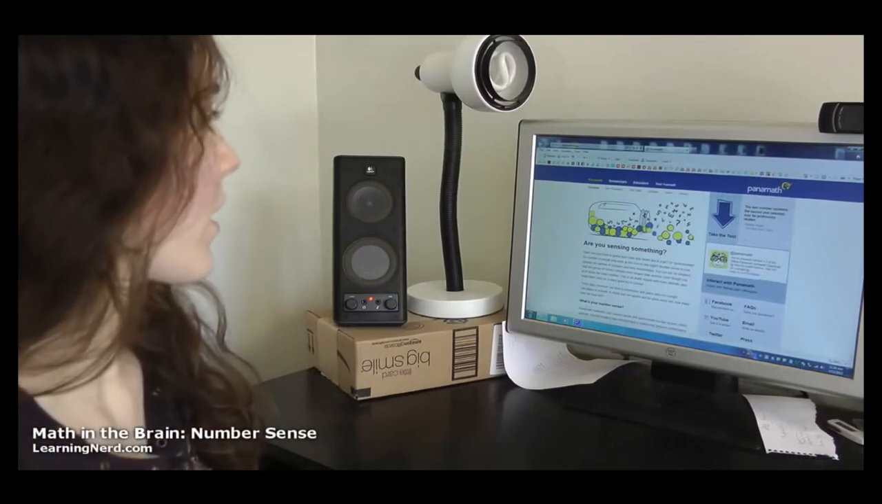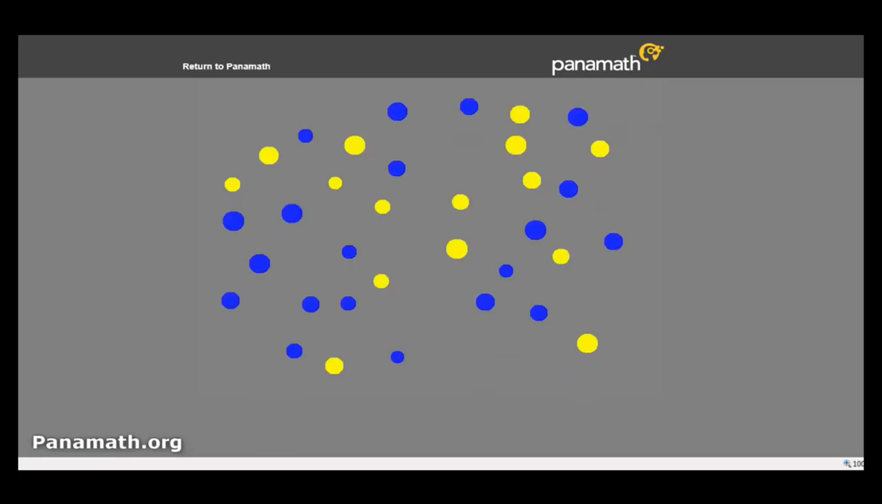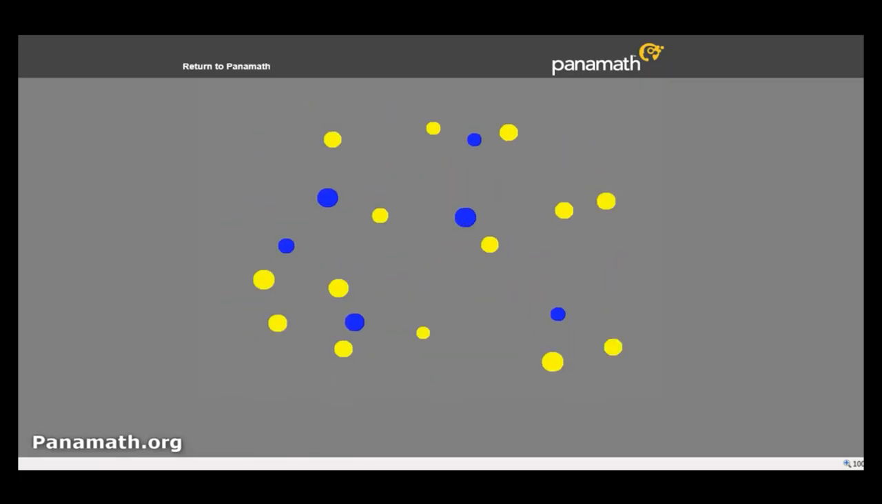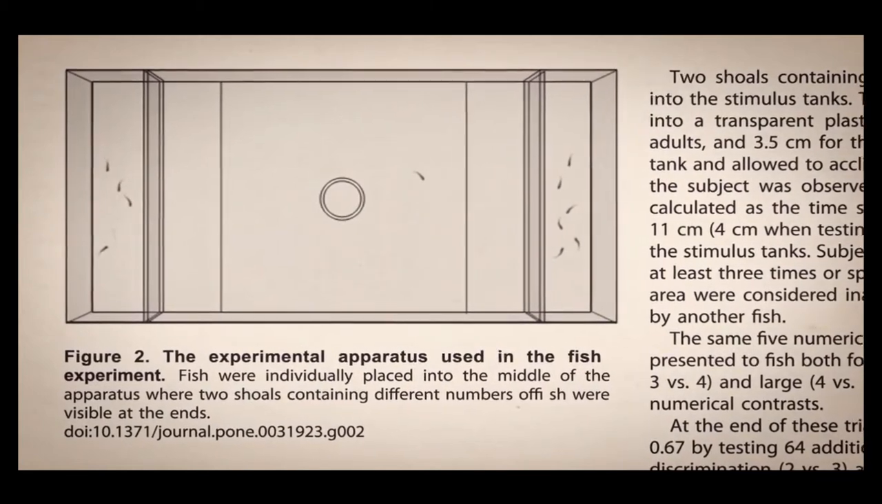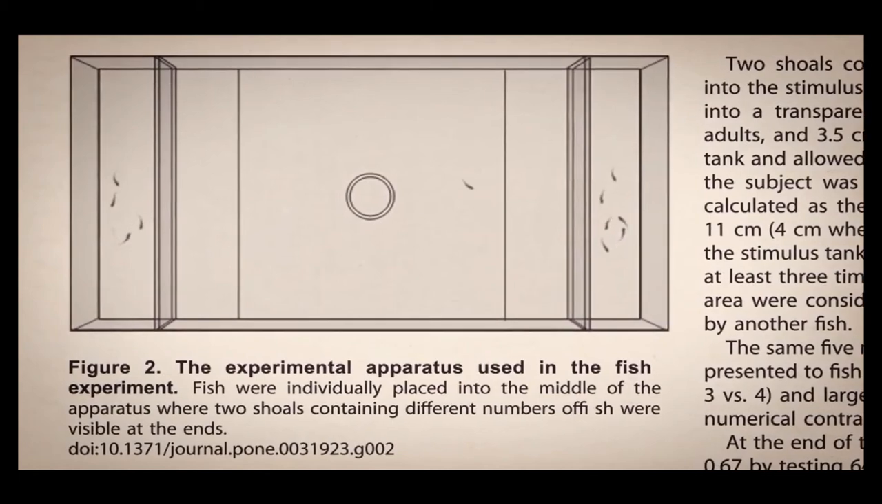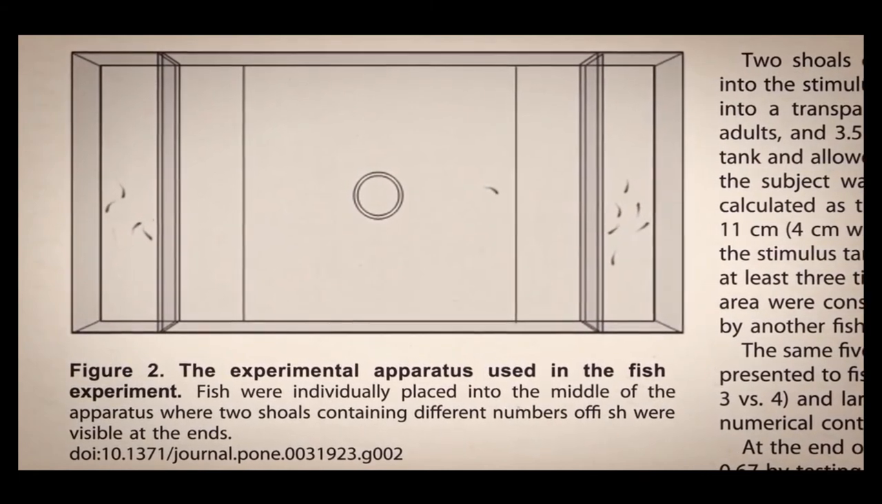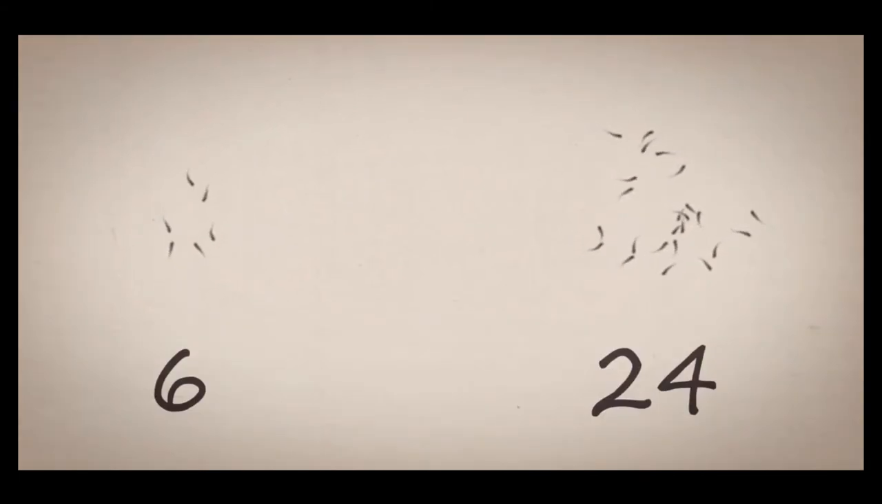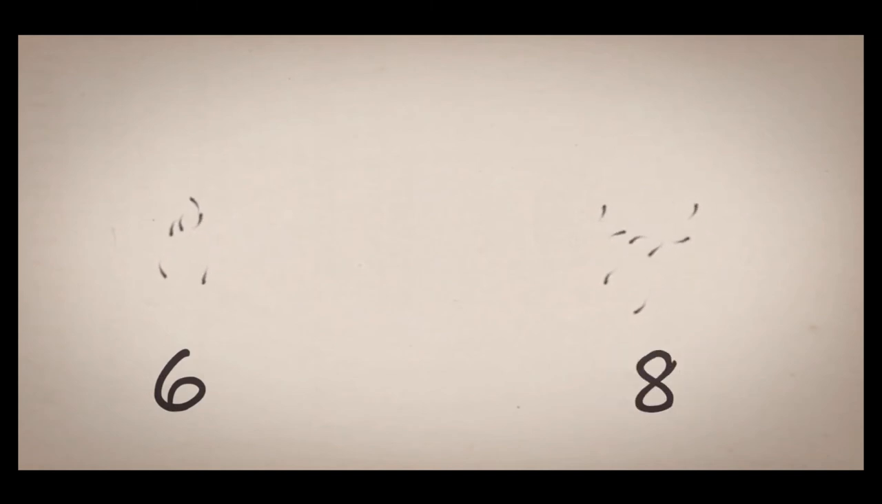It was actually very similar to the test I took at panamath.com, where you have to choose the larger of 2 sets of dots. The fish, on the other hand, were placed in a tank like this and tended to swim to the group with more fish. Both students and fish can distinguish numbers up to 4, and beyond that, we both rely on the ratio between the groups. So for example, distinguishing 6 from 24 is easier than 6 from 8.